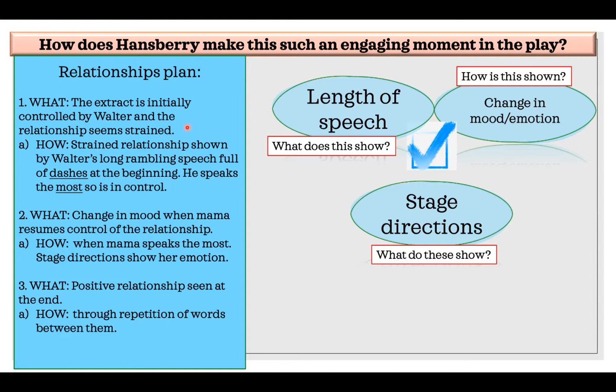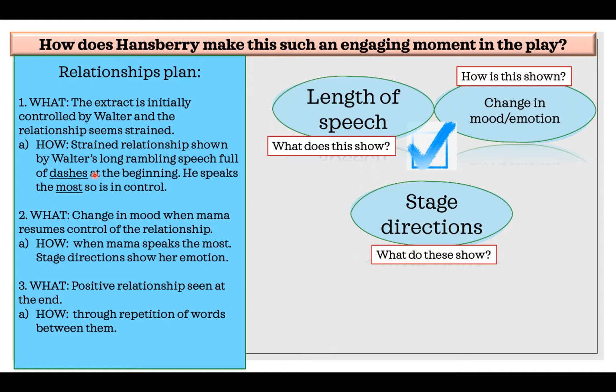What do you understand? Now my how, which refers to the techniques or the dramatic devices. Now this is where these come in. These are the ones that I decided to keep because I think they all feed back into relationships. So how do I know the things that I've set up here? Well, I know it's strained because he's got a very long, rambling speech at the beginning, which is full of dashes. So this shows that maybe he's full of emotion, he can't control himself.